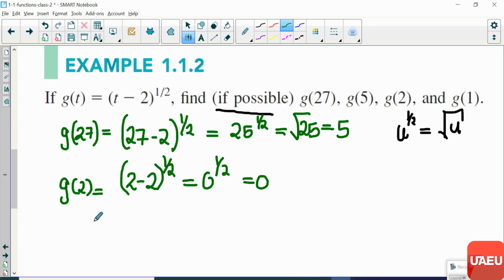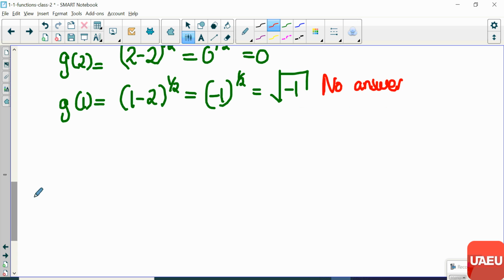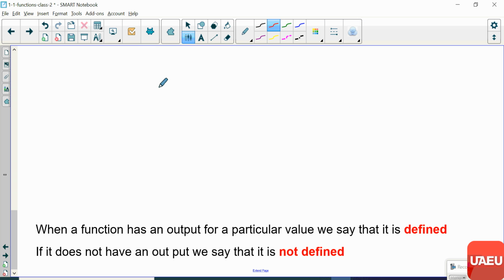The last part of this question is g of 1. So we will say here 1 minus 2 to the power of a half. What does it give us? It gives us negative 1 to the power of a half. And this is not going to be a real number. The square root of a negative number does not exist. The best way mathematically to say this is no real value. We say that it is undefined, and I explain it down here.